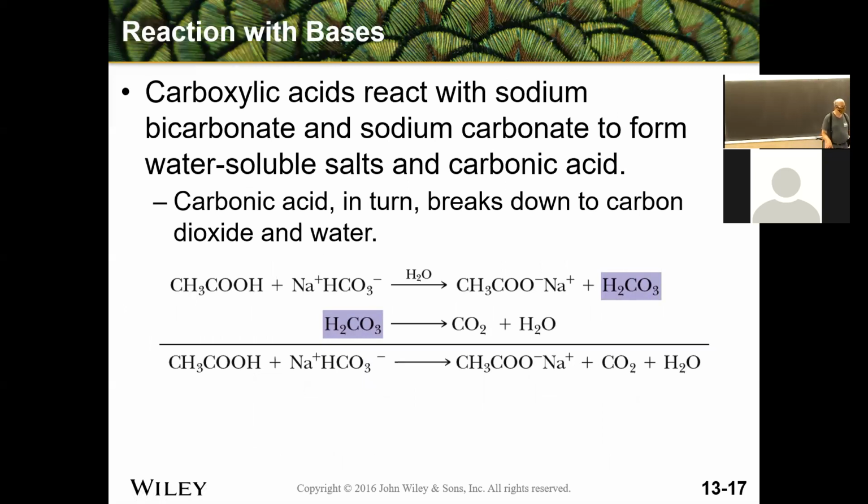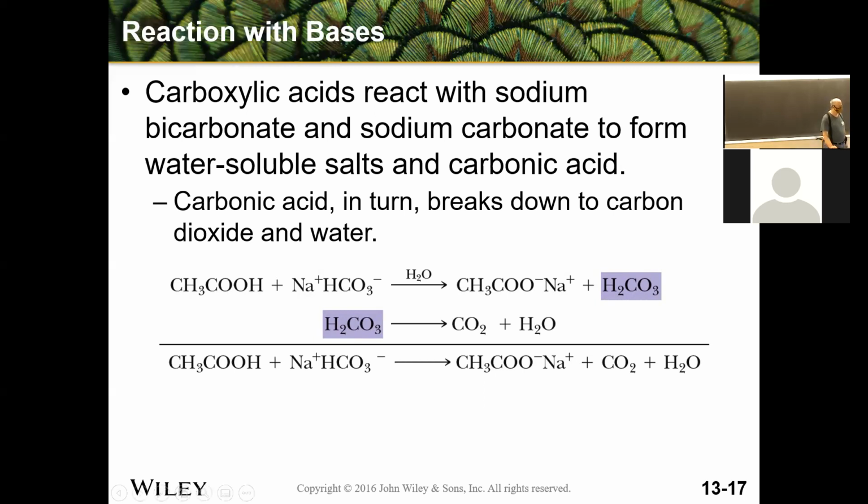Sodium bicarbonate will also react with carboxylic acids. Sodium bicarbonate is baking soda. It will also react with sodium carbonate to form water-soluble salts and carbonic acid. The carbonic acid, though, is not stable, and it breaks down to form carbon dioxide and water.